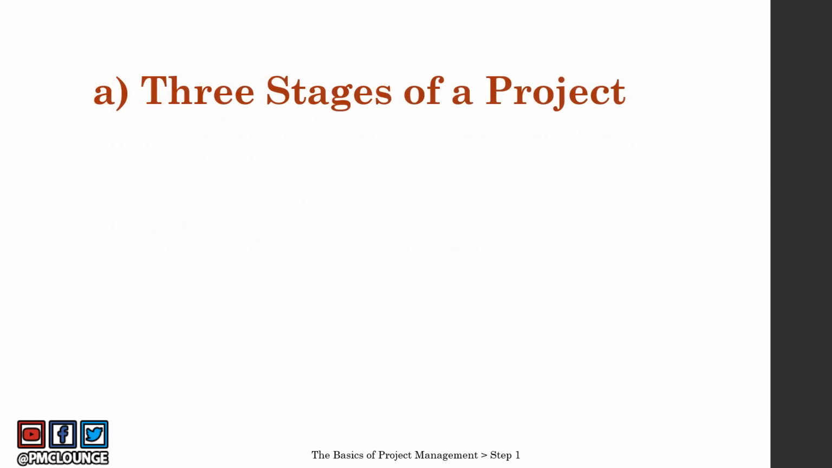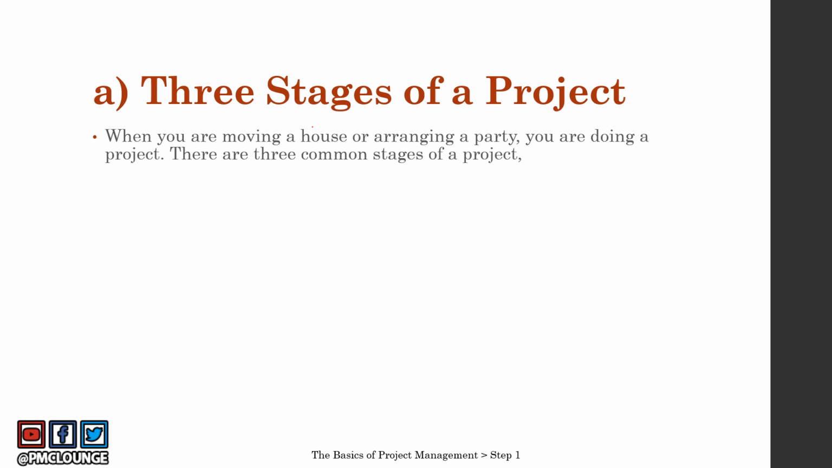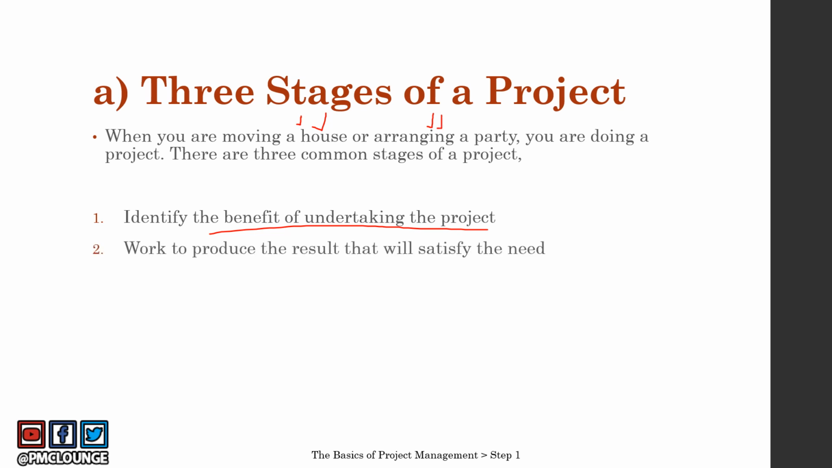So within project, let's talk about point number A, the three stages of a project. Whether you're moving a house or arranging a party, you are actually doing a project. And there are three stages which are common in a project. Number one is to identify the benefit of undertaking the project. When you move a house, you move a house. That's the benefit. When you arrange a party, you have a good time. That's the benefit, right?